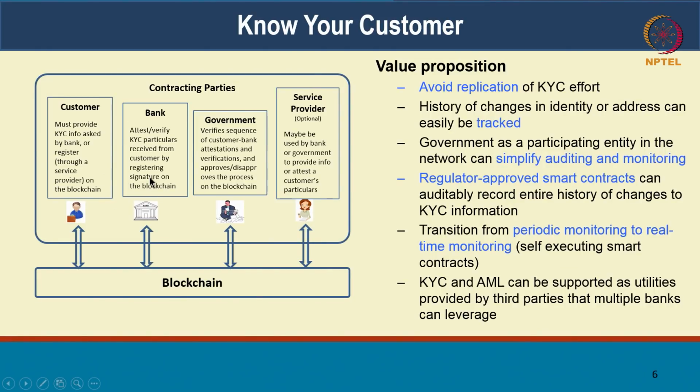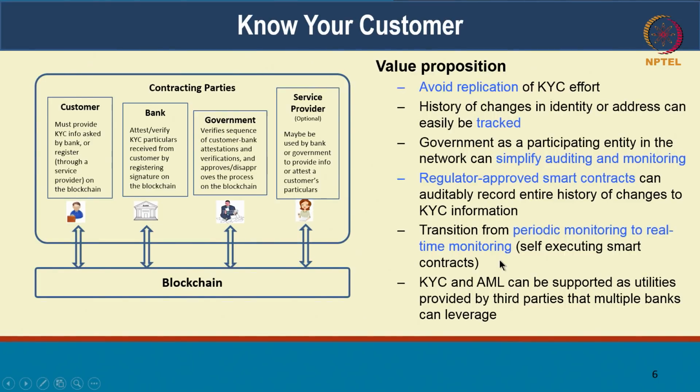So I talked about the banks and customers. Government can be a regulator, an auditor on this network. They can have immediate oversight. And there could be optional service providers on top. So there could be third-party service providers who provide KYC as a service. That is also possible. So there are significant benefits that I have talked about.